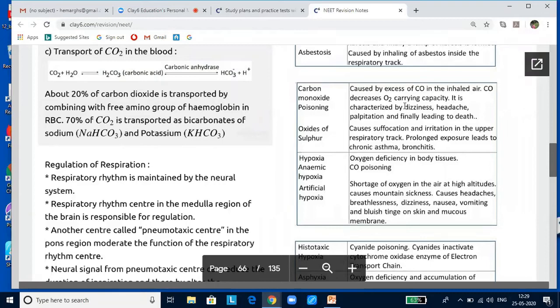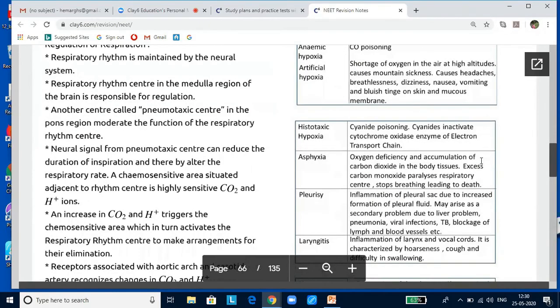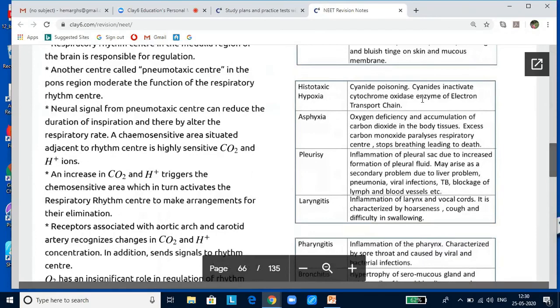Hypoxia, oxygen deficiency in body tissues. Artificial hypoxia is shortage of oxygen in the air at higher altitudes, and this causes mountain sickness, causes headaches, breathlessness, dizziness, nausea, vomiting, and your skin will start appearing bluish, and even the mucous membranes will start appearing blue. But this altitude sickness can be overcome when you're staying there for some time. Your body will automatically start getting itself adapted, and then things will return to normal. Now, histotoxic hypoxia is cyanide poisoning. Cyanides inactivate cytochrome oxidase enzyme of electron transport chain.